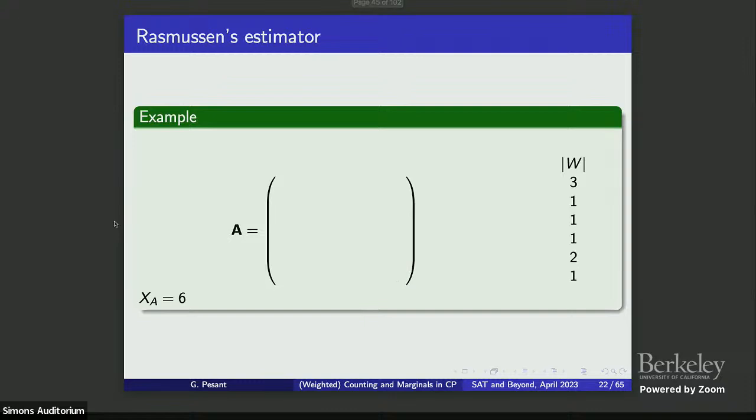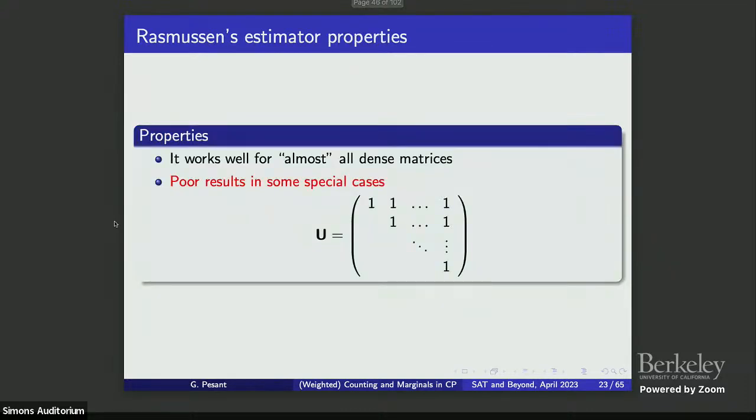And you take the product, and it gives you an estimate of the number of solutions. It happens to be the exact one here, but that's a very small problem. So that estimator works well, according to us, for almost all dense matrices, not so much for sparse matrices. Poor results in some special cases of dense matrices.